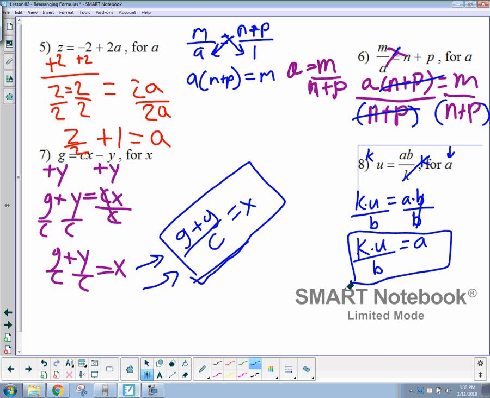Okay? So as you can see, these were the other answers. This was Z divided by 2 plus 1 equals A. This one for number 6 was A. No, it wasn't that. It was right here. A equals M divided by NP. And then 7 was one of these two answers. Remember, you can see it like this or you can write it like that, all divided by C.